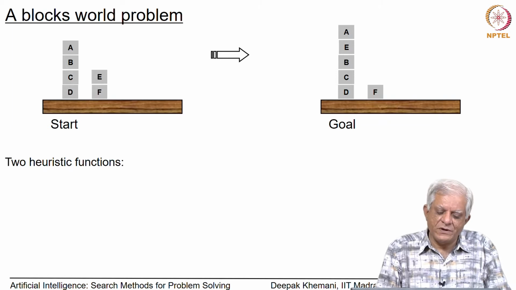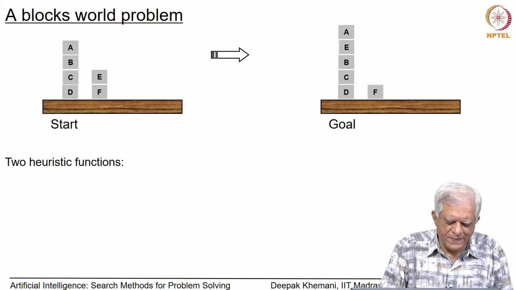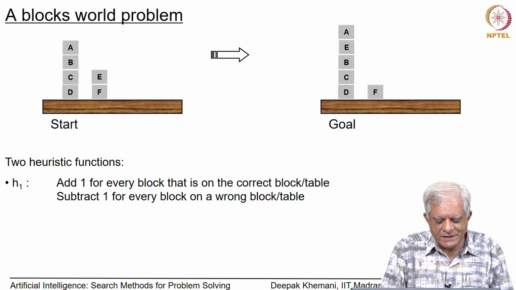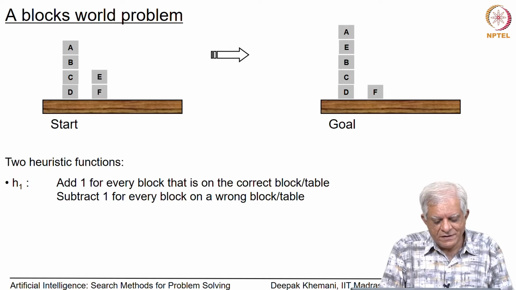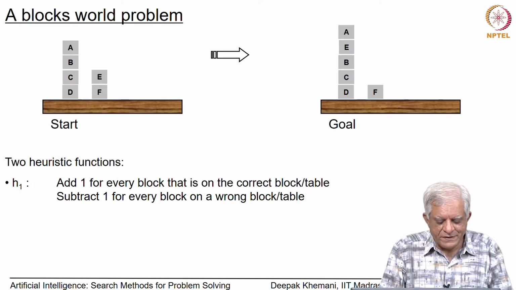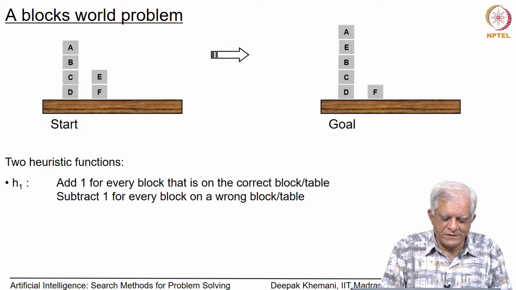So, we can think of two heuristic functions in this case, just like we did in the case of the 8 puzzle. The first function is that for every block that is on the correct block or on the table, you add 1 for that and subtract 1 for every block which is on the wrong block essentially.